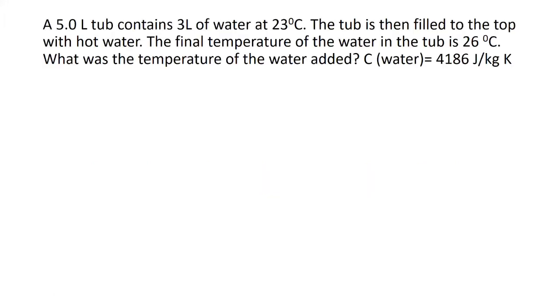The first problem is this. A 5-liter tub contains 3 liters of water at 23 degrees Celsius. The tub is then filled to the top with hot water. The final temperature of water in the tub is 26 degrees Celsius. What was the temperature of the water added?